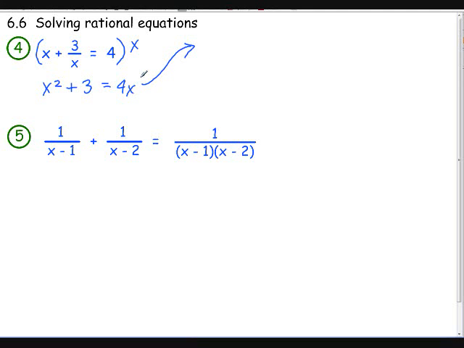We need the 0. So we subtract 4x. X squared minus 4x plus 3 equals 0.